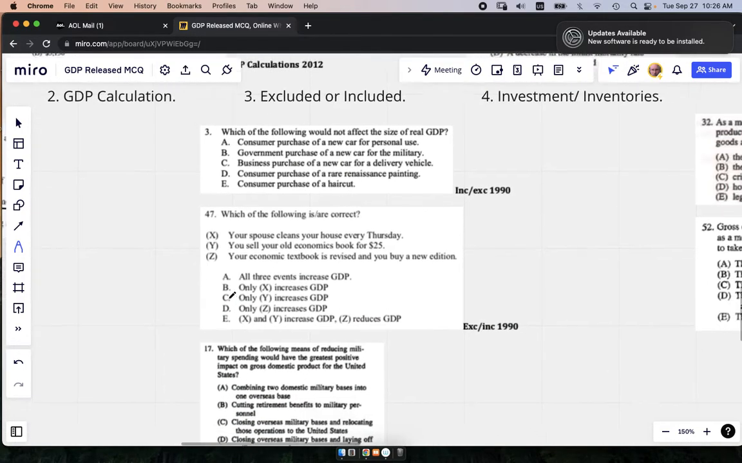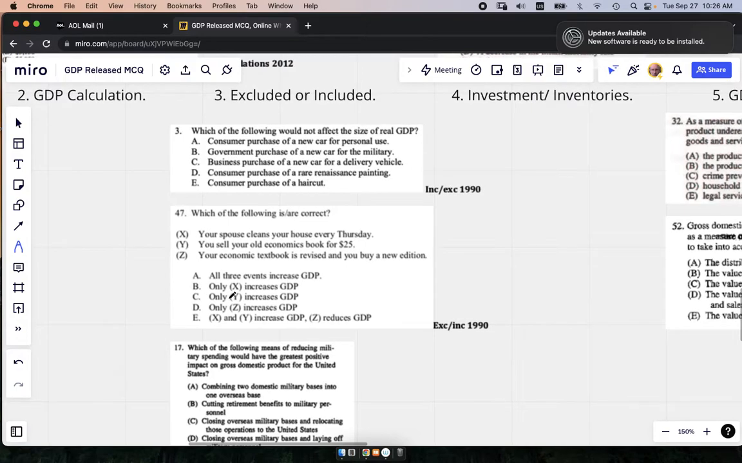All right, let's jump over to what's excluded and included. We've done this, we talked about these. Let's see if we can read that. Go ahead and pause, take a look at number 3, choose your answer, and then we'll walk our way through it. All right, let's see if we can figure it out.